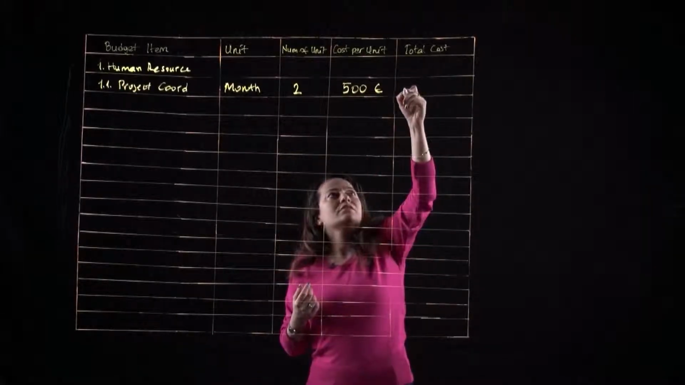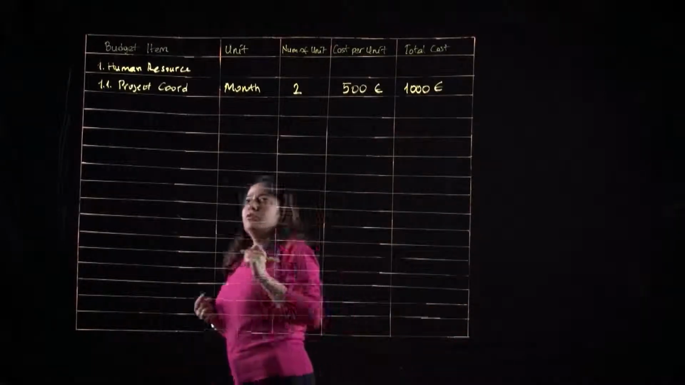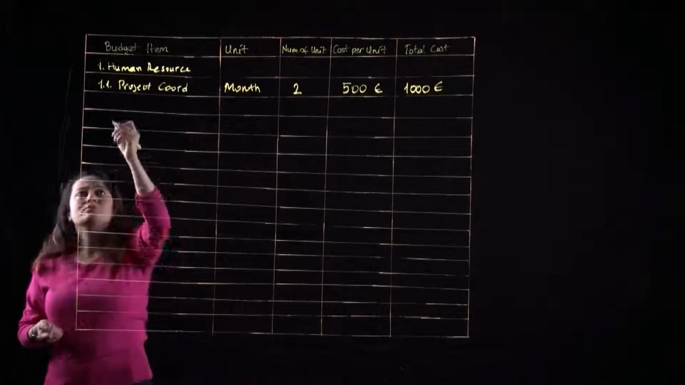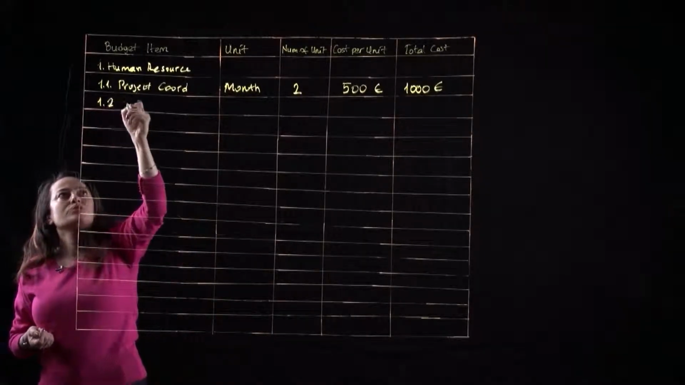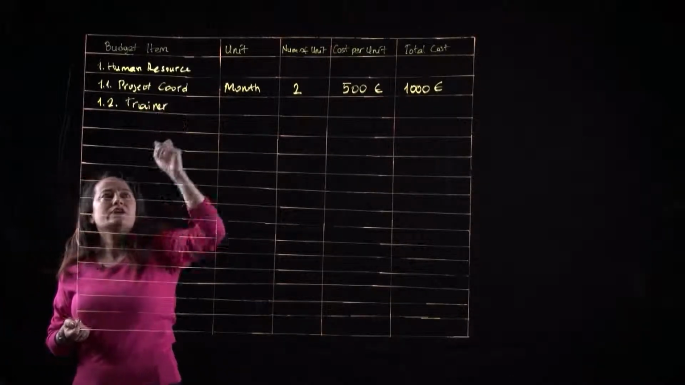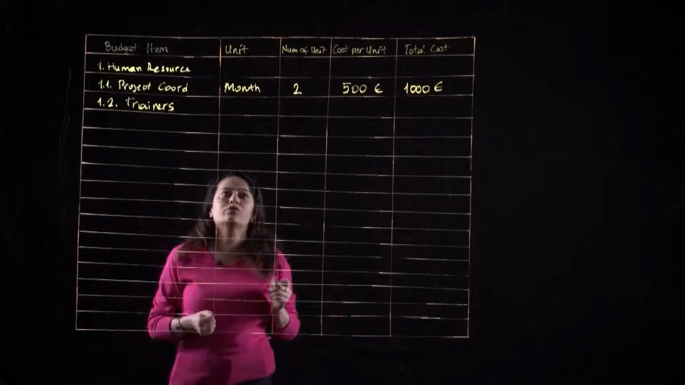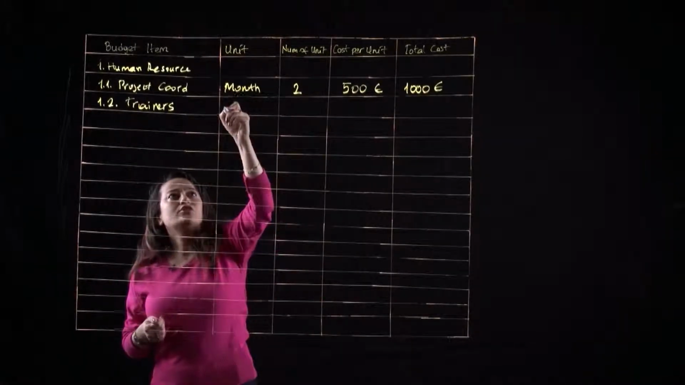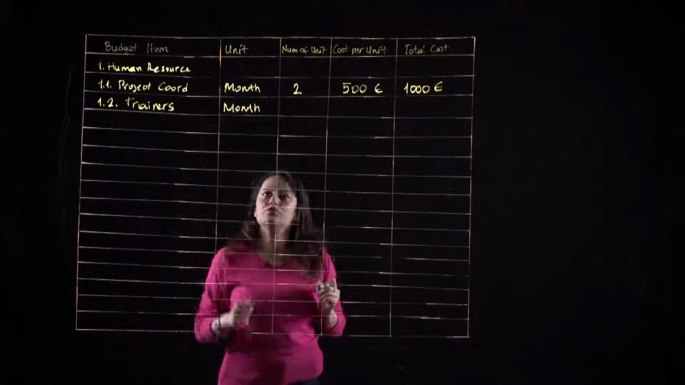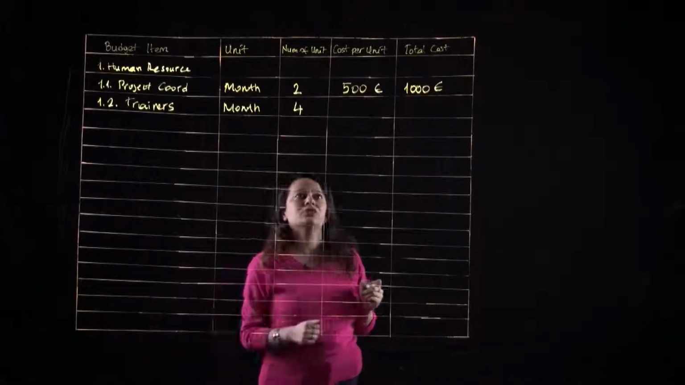So it makes 1,000 euros for the project coordinator. And we will have, of course, trainers here. So 1.2, trainers. Let's have 2 trainers, and let's think that they will work for 2 months. So our unit is again month. And since we have 2 trainers, it's going to be 4 months. They will work 2 months each.